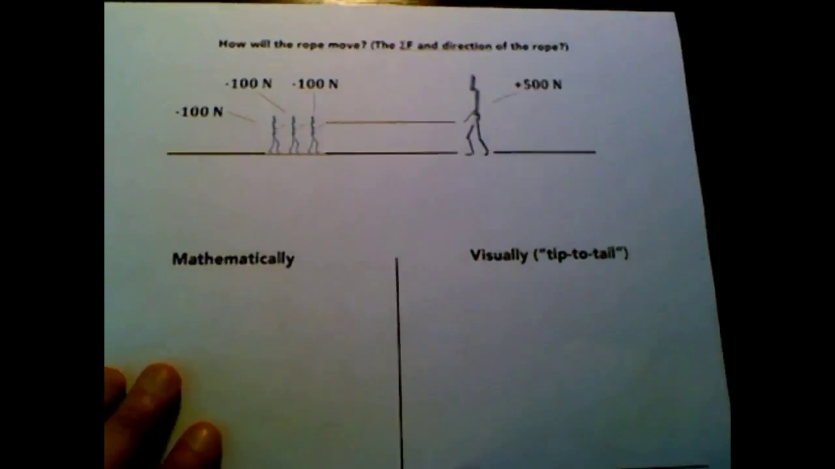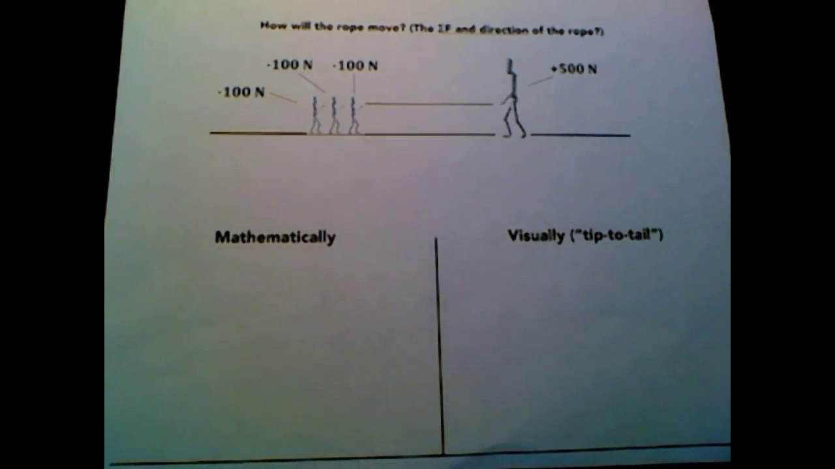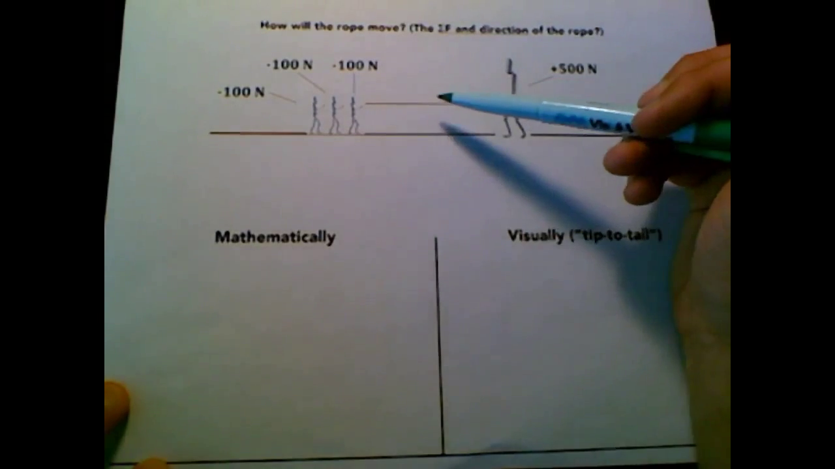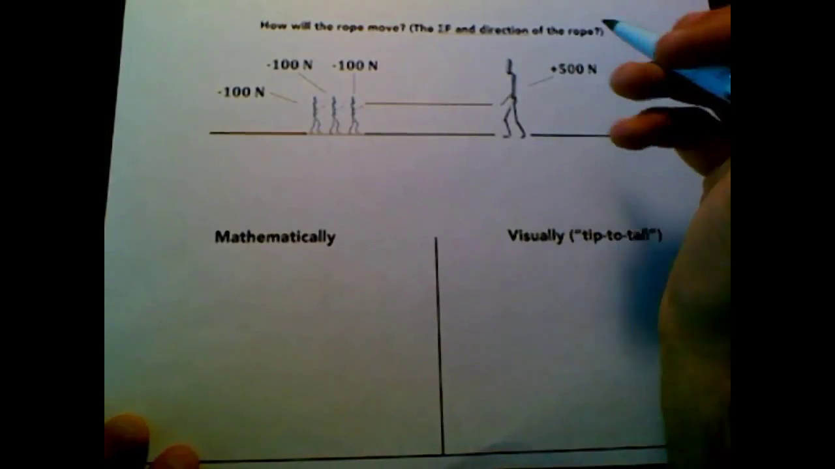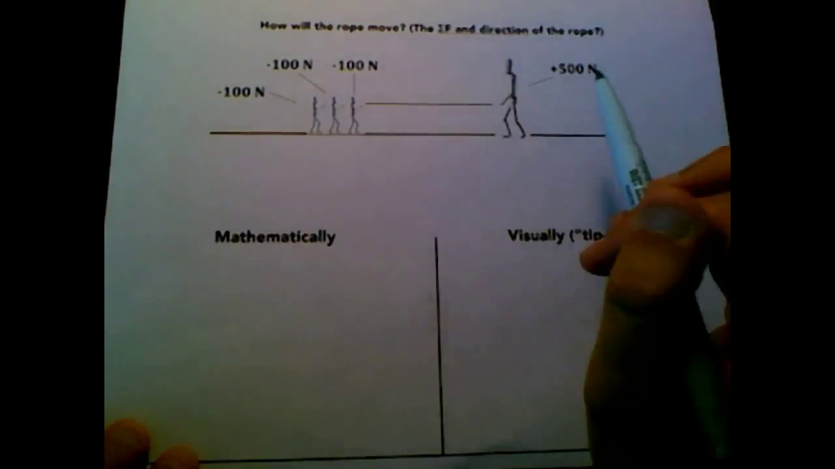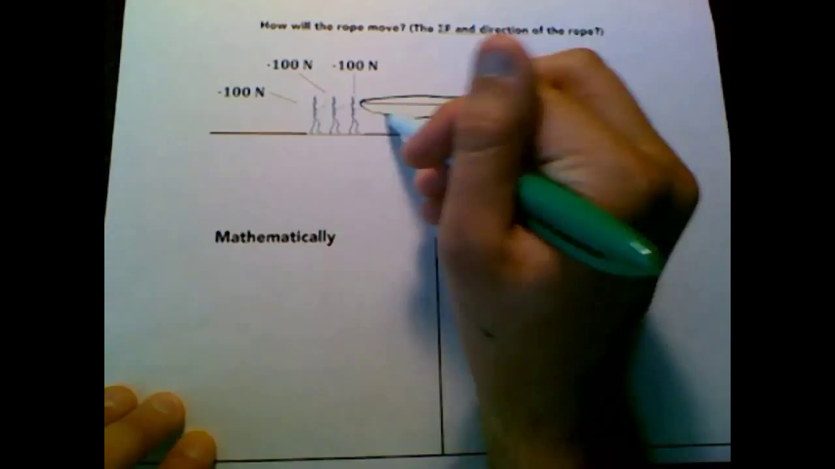So here's an example. This is just going to be at the bottom of your physics sheet. And here we have an example of this large guy with a lot of strength playing tug of war with these three little dudes right here. All right, and what the question is asking is how will the rope move? And so our rope is our object of interest right here.